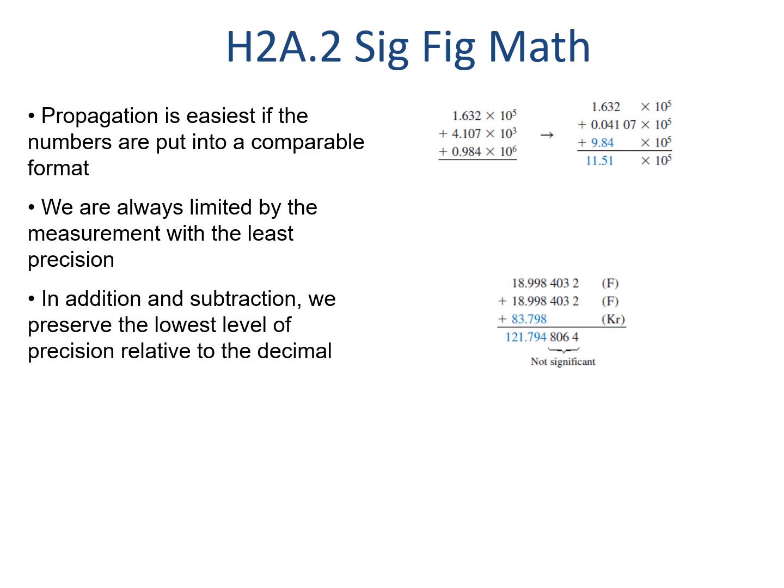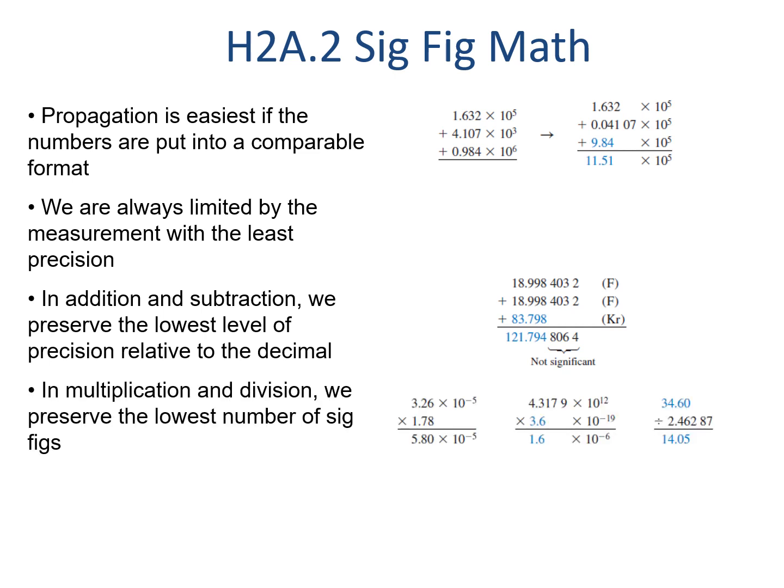As indicated before, addition and subtraction are always going to be limited by the value of the last placeholder. So in this example, the placeholder happens to be in the thousandths unit. This is different than multiplication or division, where the lowest number of sig figs are always going to be preserved. In the second of these examples, the 2 sig figs in 3.6 times 10 to the negative 19th limit the significant figures that are reported in the answer. So the 3.6 highlighted in blue is why 1.6 only has 2 sig figs as well, also highlighted in blue.